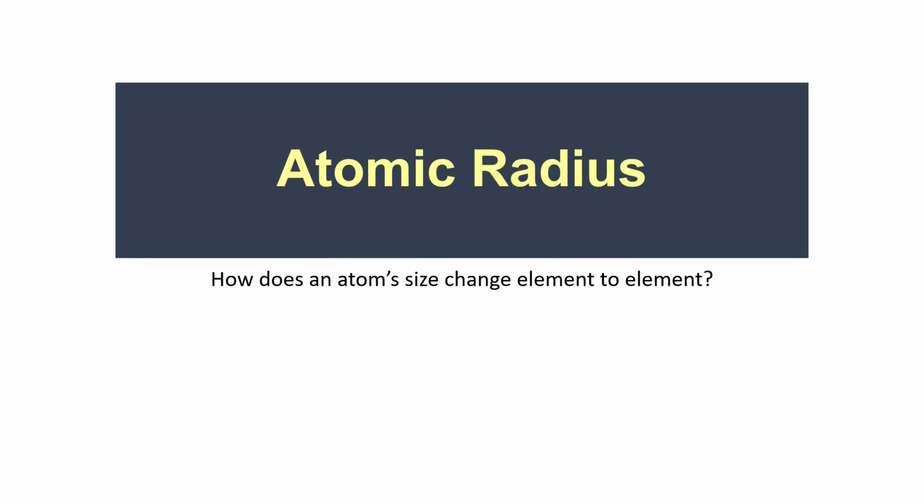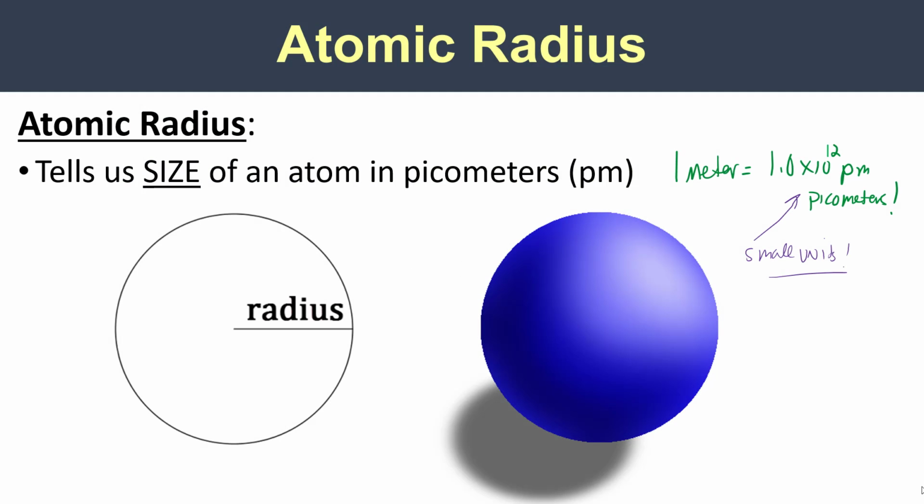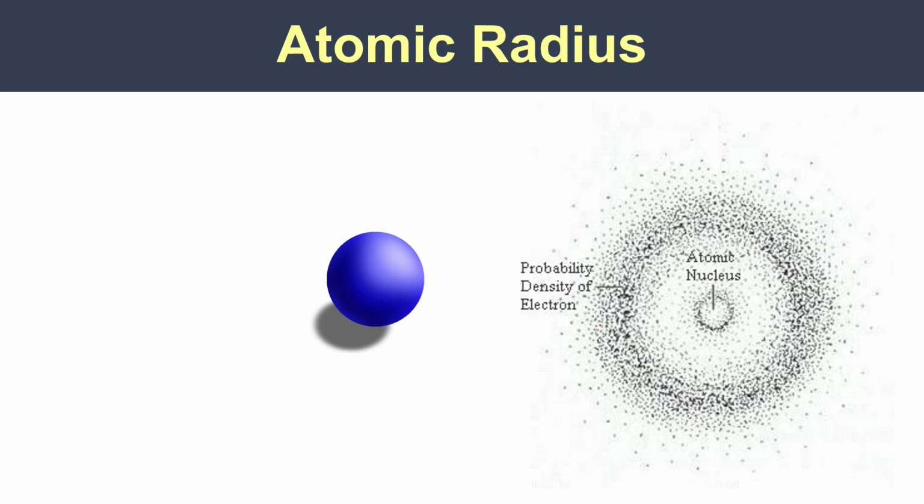The first thing you have to know about atomic radius is it generally tells us the size of an atom, and that size unit is the picometer. If you've never heard of a picometer before, if you had 1 meter, you would have 1.0 times 10 to the 12 picometers, which means it's an incredibly small unit of measure. Radius, on the other hand, is something you should know. If you remember from math, radius is essentially half the distance across a circle, from the center to the edge. And for an atom, it is pretty much the same thing, except there's an issue.